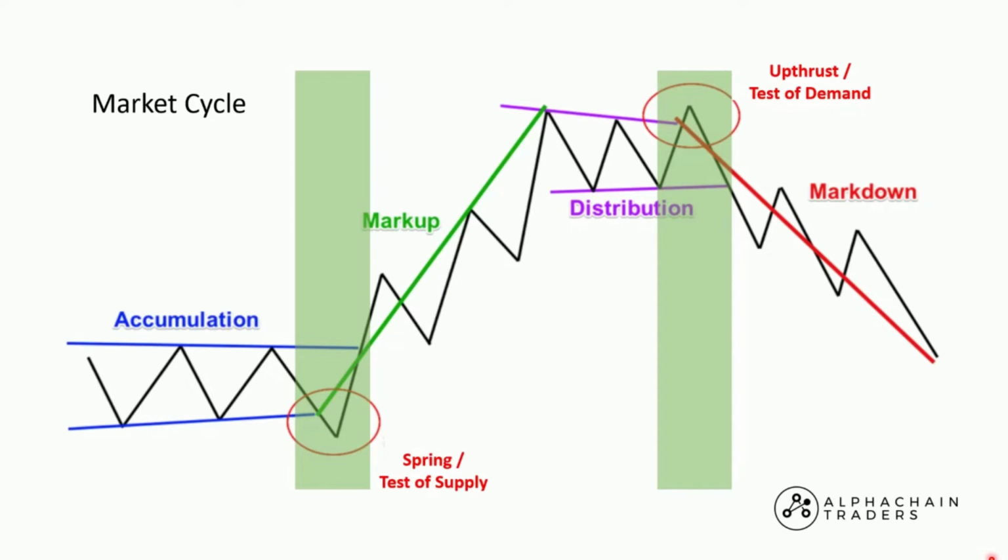In the markdown phase, prices are pushed lower by the larger players so a new accumulation phase can begin once again. We can see that there are typically 2 parts of the cycle where the smart money uses market tests, usually at the end of the accumulation phase and at the end of the distribution phase. These are the parts that we will focus on in this video. We'll look at how to identify them and also how to trade them.